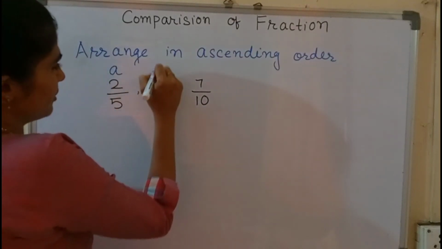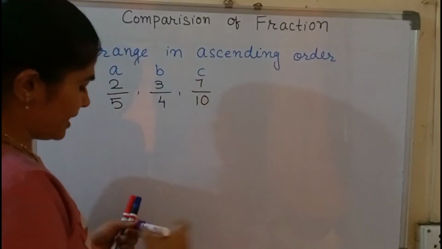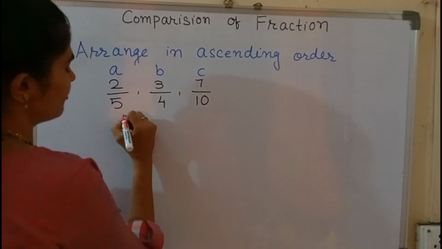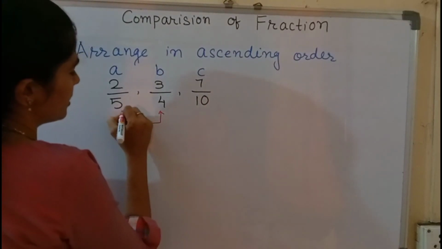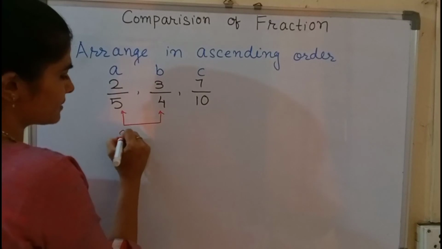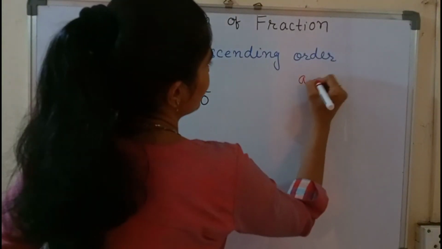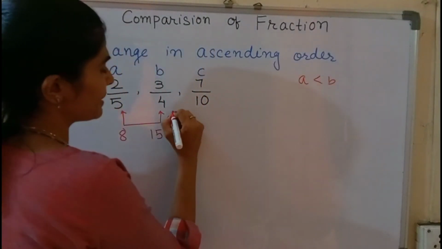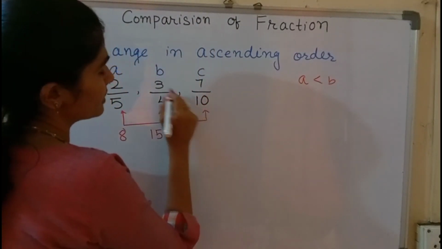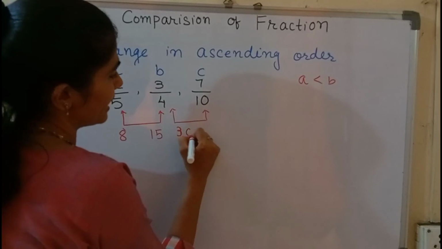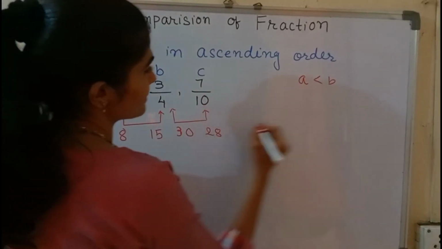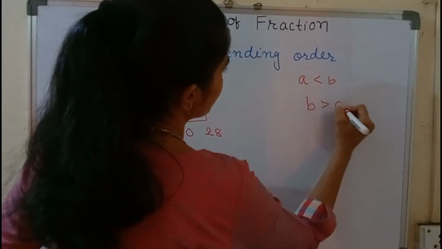Let's say these fractions are A, B and C, okay? Now we can do cross multiplication. If I compare these two fractions, I need to do cross multiplication. This is 8 and 5 3s are 15. So I can say that A is less than B. Now if I compare B and C, 3 times 10 is 30 and 7 4s are 28. So I can say that B is greater than C.